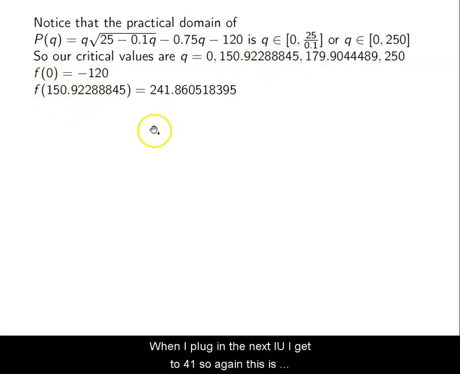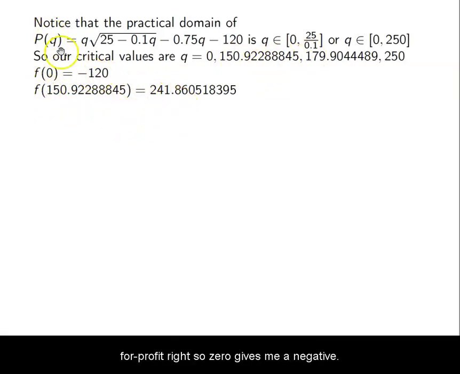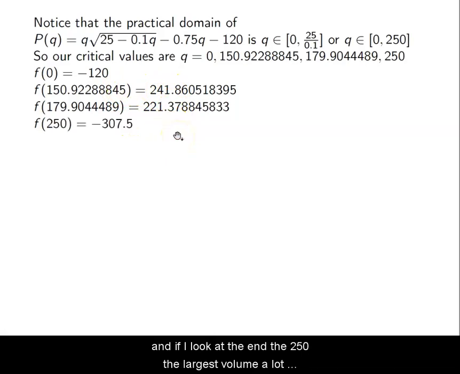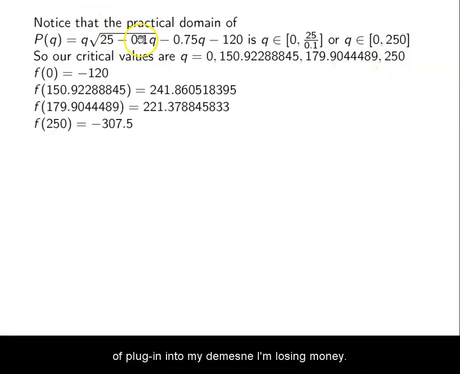When I plug in the next value, I get 241. So again, this is for profit, right? So 0 gives me a negative profit because it didn't generate any money. Looking at 150, I make $241. Looking at 179, I make 221, which is less than at 150. And if I look at the end, the 250, the largest value I'm allowed to plug in into my domain, I'm losing money. Okay.